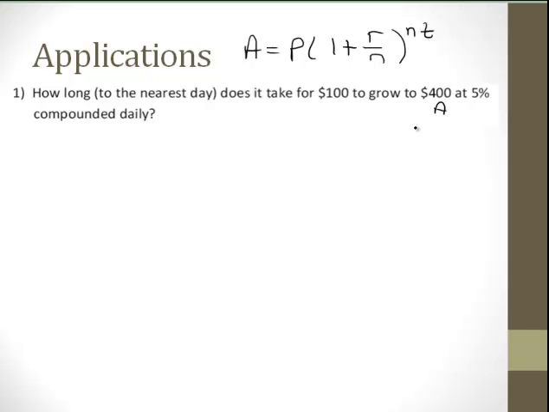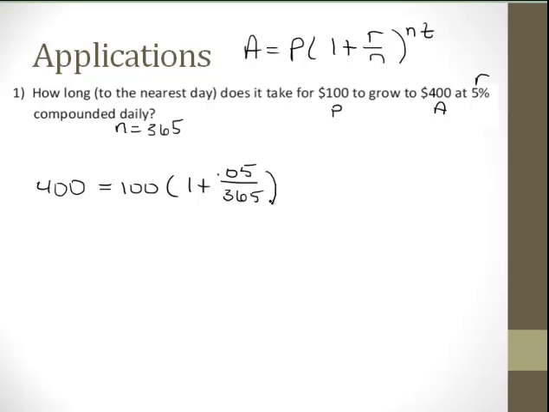So this is going to be our final amount. This is our original amount. This is our interest rate. Compounded daily means n is 365. Okay, so we have 400 equals 100 times (1 plus the rate divided by n) all to the nt.